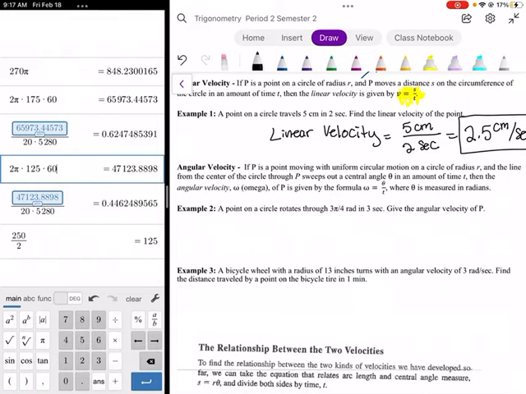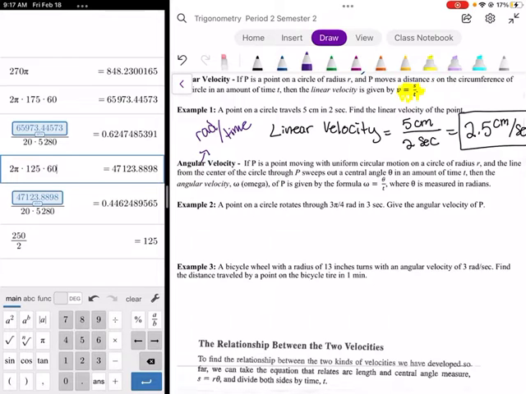The next type of velocity we're going to be doing is angular velocity. And for this one, you can read through the definition, but basically what it means is we are going to be taking our angle in radians per time. So instead of distance, we're going to be using radians for our angle. So angular velocity is going to be radians over time.